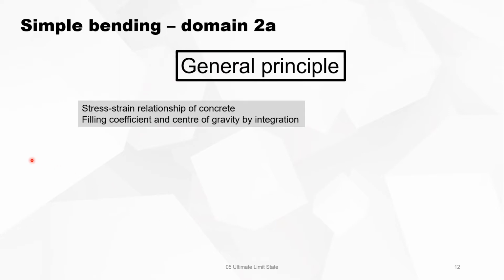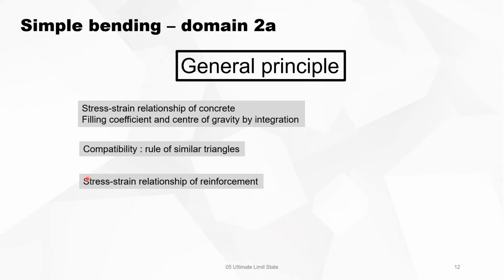General principle. We start with the stress-strain relationship of concrete, and we calculate the filling coefficient, the psi, and the center of gravity, delta G, by integration. In the next step, we use the compatibility. It means we use the rule of similar triangles. The section before loading stays straight. If this section before loading is straight, it stays straight after loading.